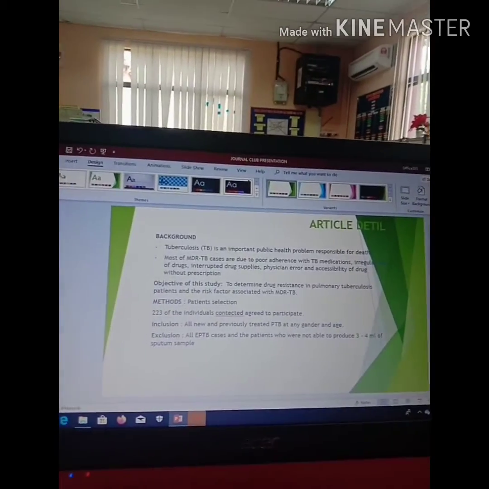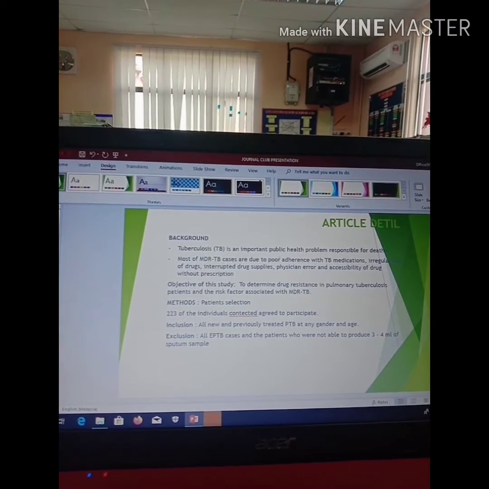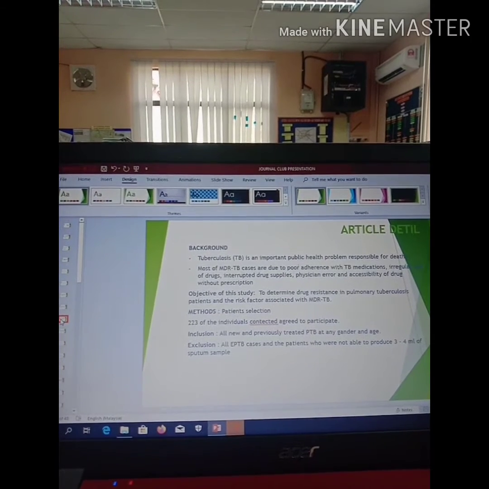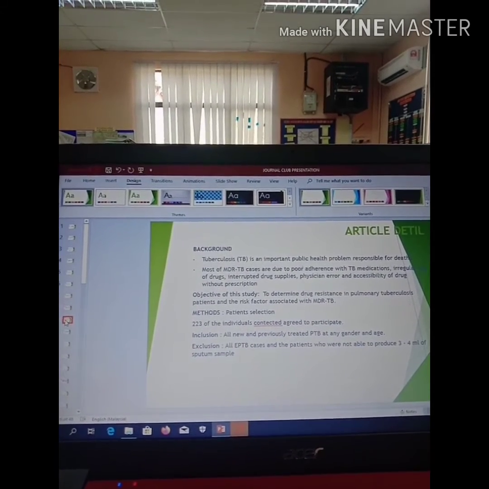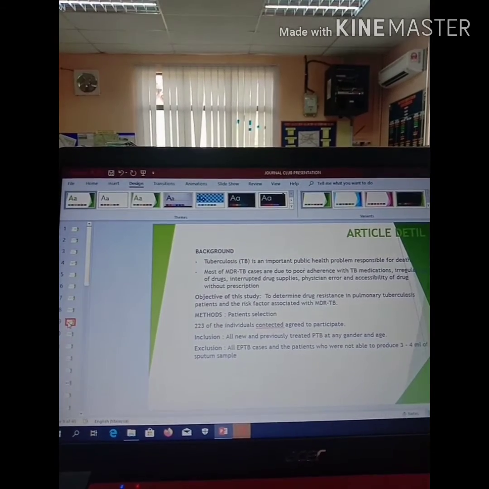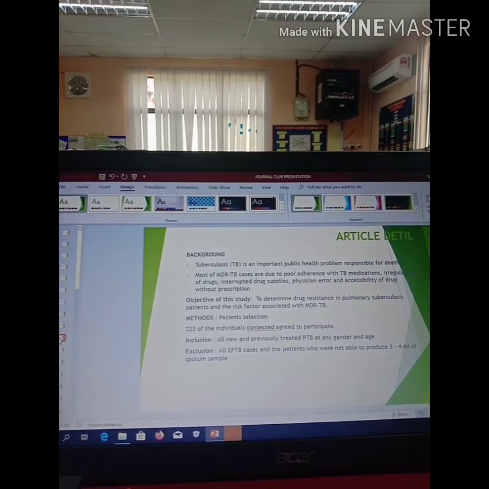Method: patient selection. 223 of the individuals contacted agreed to participate in the study. Inclusion: all new and previously treated TB cases, with any gender and age. Exclusion: all non-PTB cases and the patients who are not able to produce 3 to 4 mL of sputum samples.